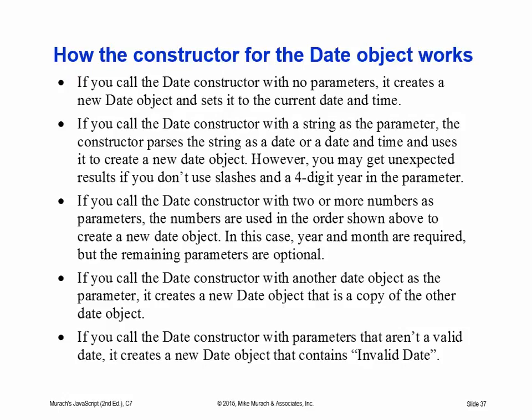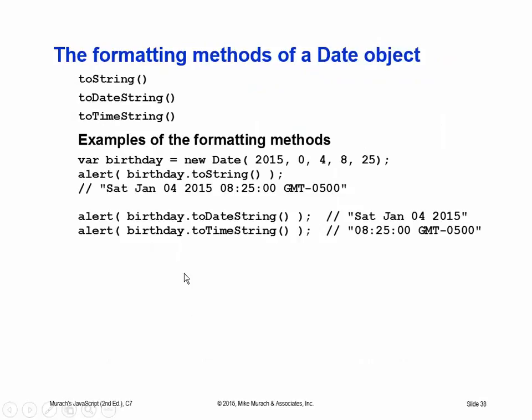This is how the constructor for the date object works. The bottom line is if you call it with no parameters, it does date and time. But you can call it with just the date. You can call it with just the time if you want to. So there's a lot of ways you can do this. As far as some formatting methods for the date object, as shown right here, you can use toString, which returns a string containing the date and time, where you have basically converted it to a string. toDateString, which does just the date to a string. toTimeString, which does just the time to a string. And there are some examples.